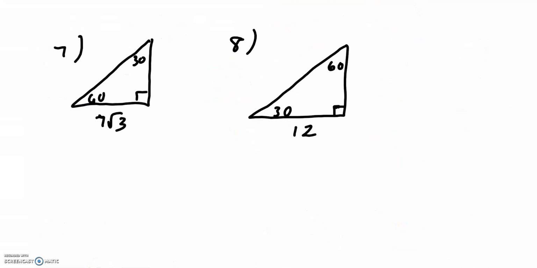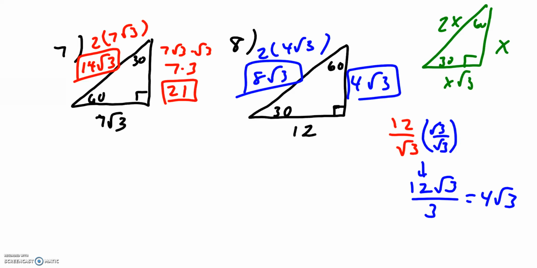These next 2 problems, if you did not get a chance to copy them down and try them on your own first, please do so now. If you have attempted them, I'm going to show you the answers that I got while you were trying them on your own. My answers for number 7 were 21 and 14 root 3. And 14 times root 3, by the way, guys, is 24.25, so this is definitely bigger than this.